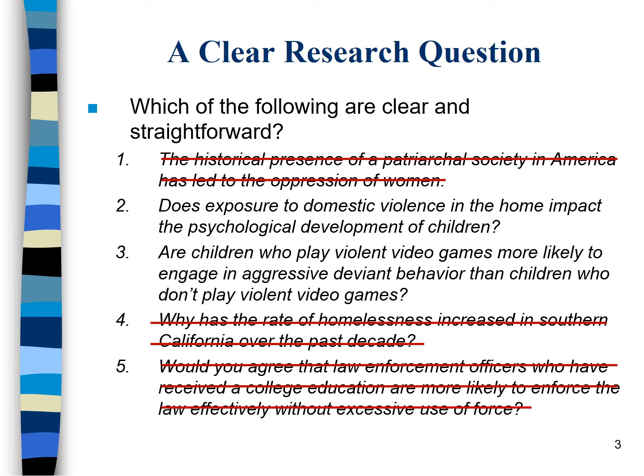Let's look at number 3. Are children who play violent video games more likely to engage in aggressive deviant behavior than children who don't play violent video games? Once again, it turns out to be a clear-cut question. It's in a question format, and if we look through there, we're trying to figure out what the cause and the effect are. The cause comes down to be the presence of experiencing violent video games, and then the outcome is the aggressive deviant behavior. And so we can figure those out.